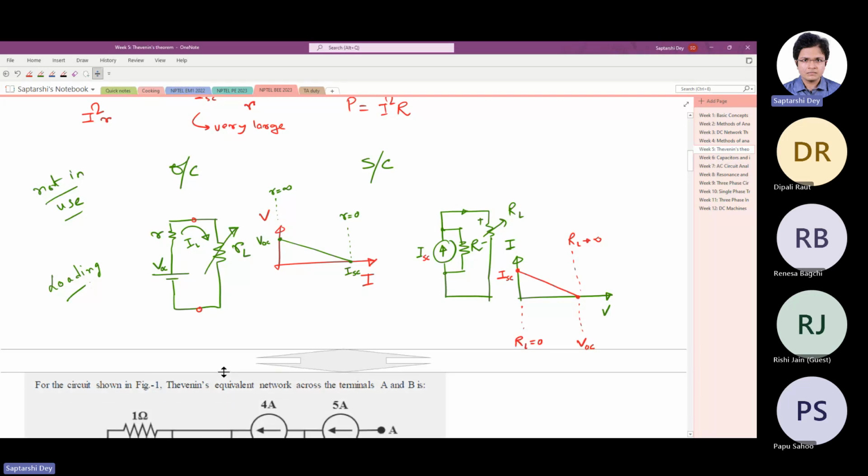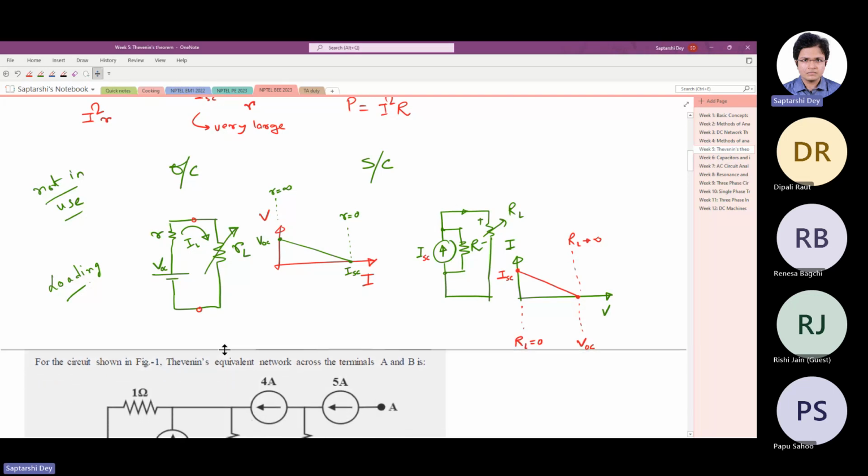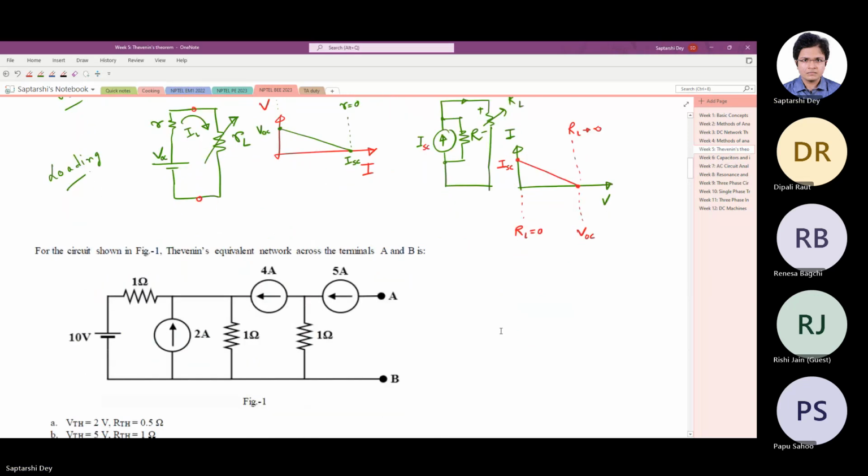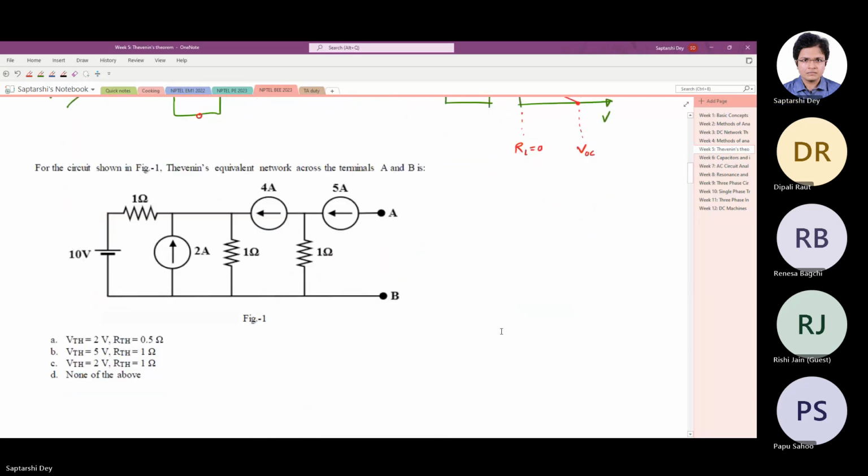So if there is no doubt, we will directly start solving the problems as much as we can today. We have been given a circuit. The question is, for the circuit shown in figure 1, find Thevenin's equivalent network across terminals A and B. We have been asked to Thevenize the circuit. But do you see something wrong in this circuit?